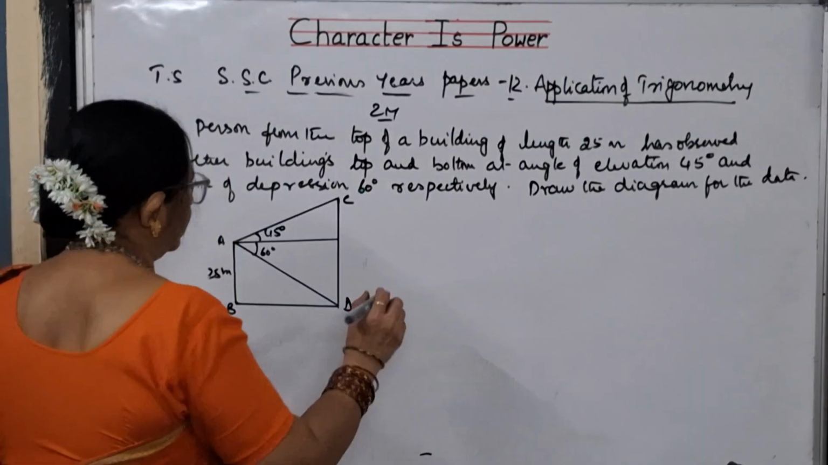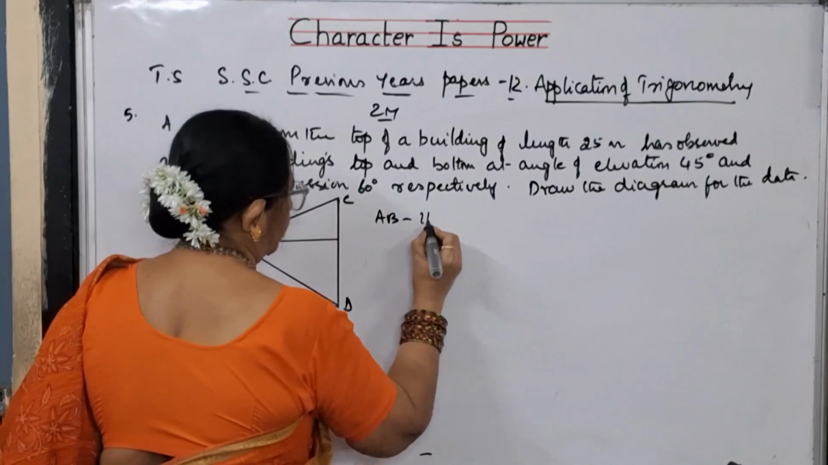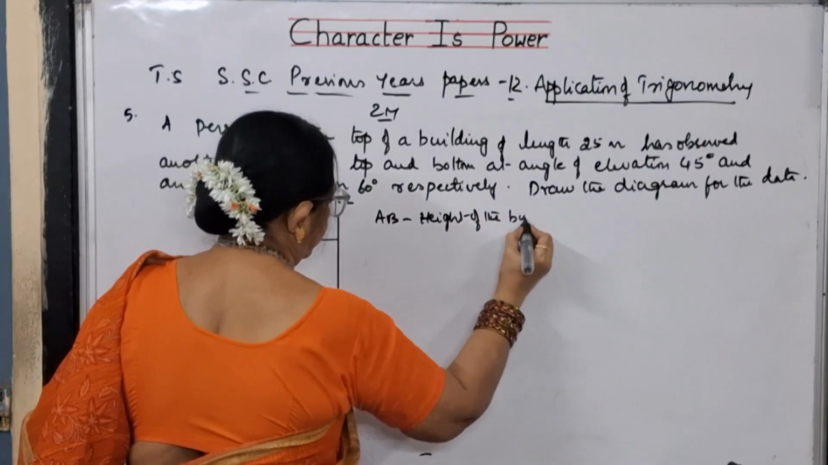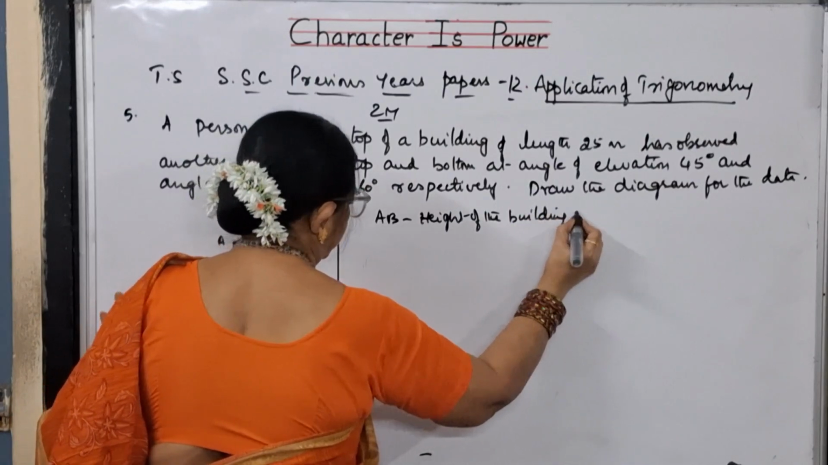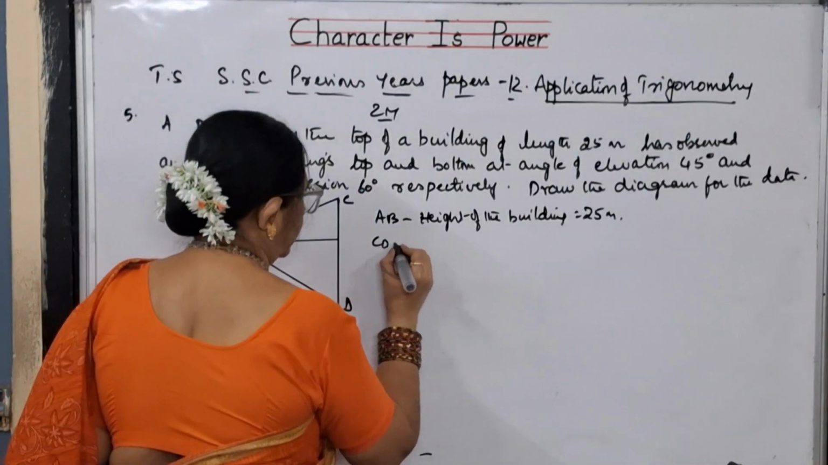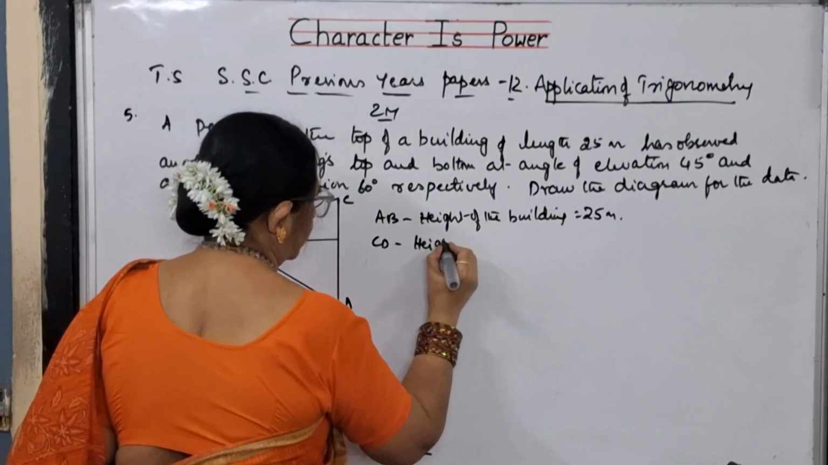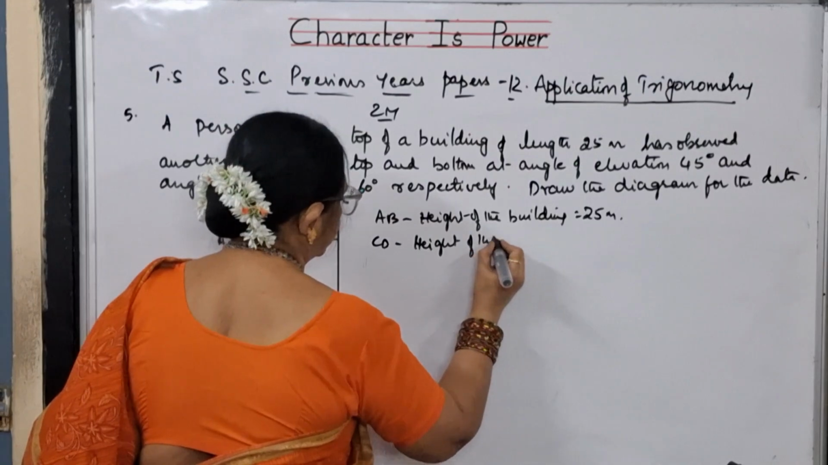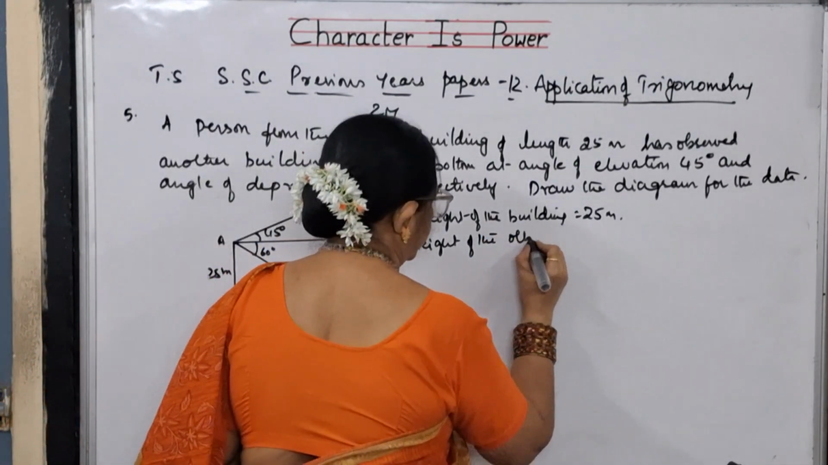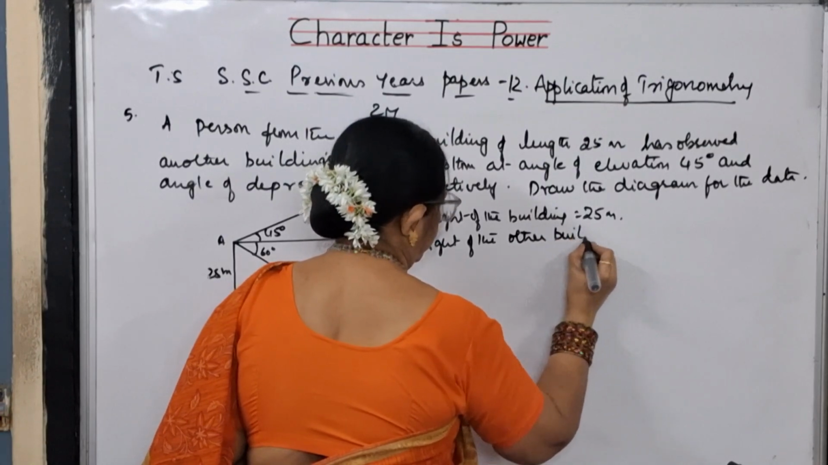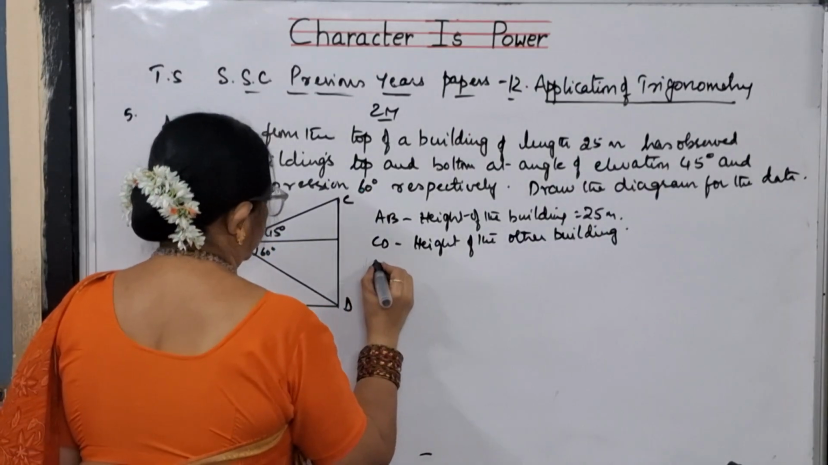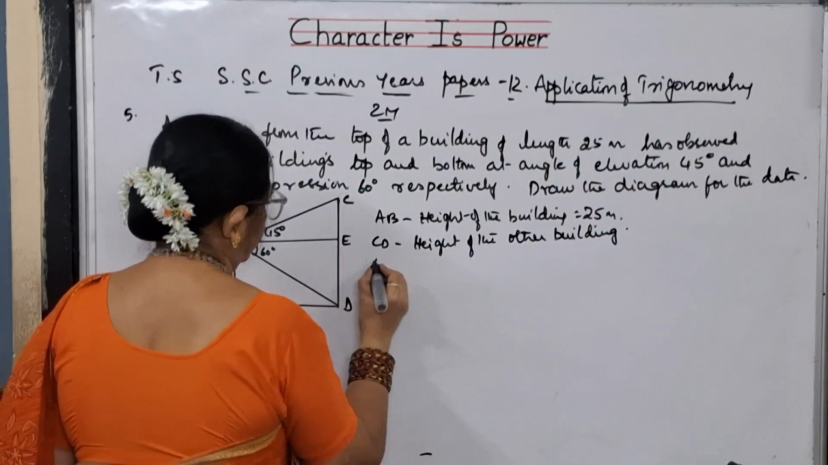Draw the diagram. So AB is the height of the building, that is 25 meters, and CD is the height of the other building. You need not write its height, they have not given. And let me consider this as E.